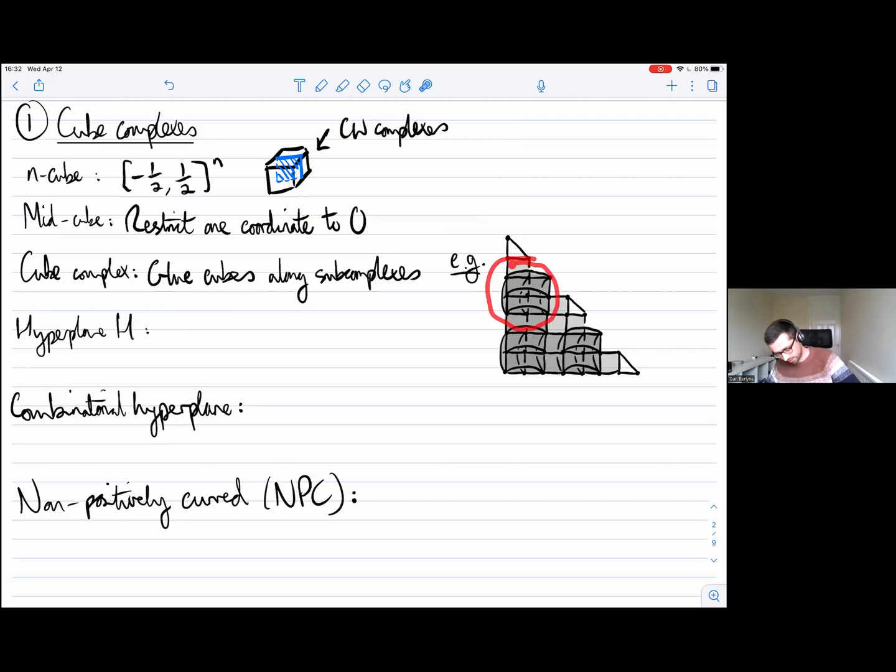So this here, don't know how easy it is to see, but this is supposed to be a torus constructed from squares, and then these 2 are also tori. Okay, so that's an example of a cube complex.